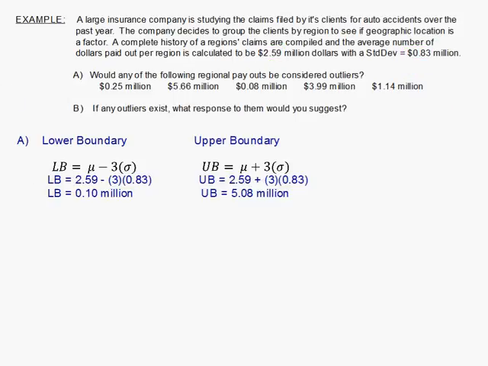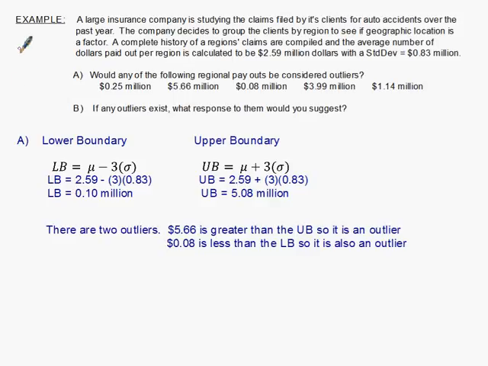And so we can start plugging in those numbers, and we get our lower bound and our upper bound. And it turns out that because 5.66 is greater than the upper bound of 5.08, it's an outlier, which is, of course, 5.66, this one. And then 0.08, this one is lower than the lower bound, so it's also an outlier.